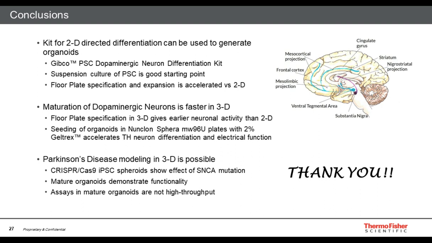First is that the Thermo Fisher kit for 2D directed differentiation can be used to generate midbrain organoids. And we found that suspension culture of pluripotent stem cells is an excellent starting point for 3D cultures, partly because there's no adaptation required to get into 3D when you're already in 3D, and partly because the suspension culture allows you to scale up quite a bit.